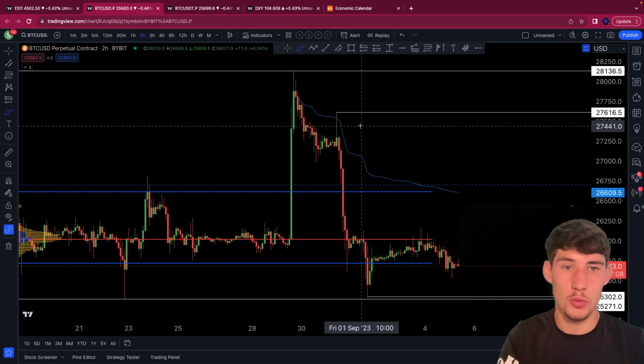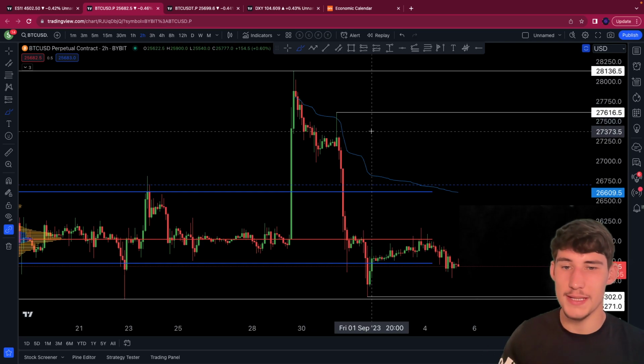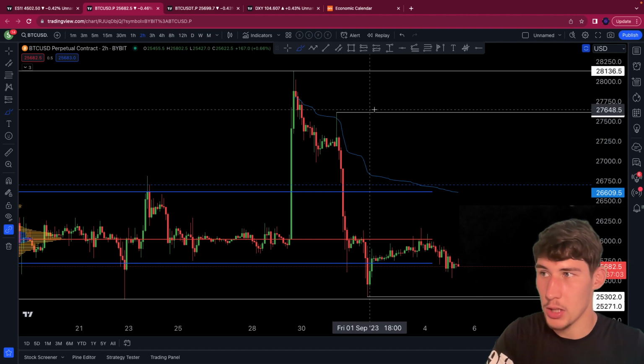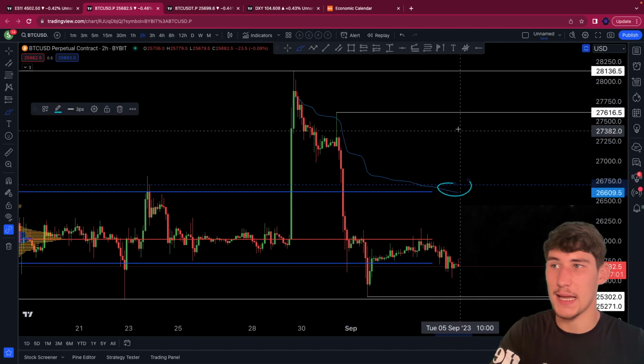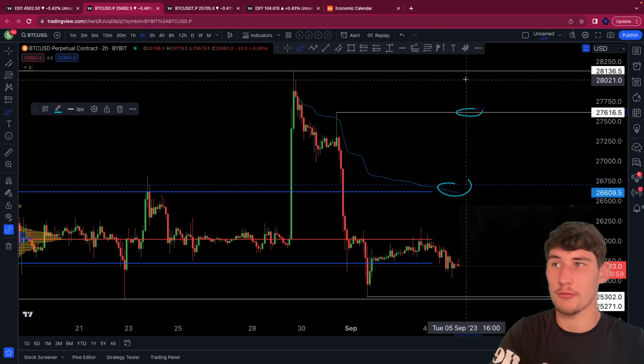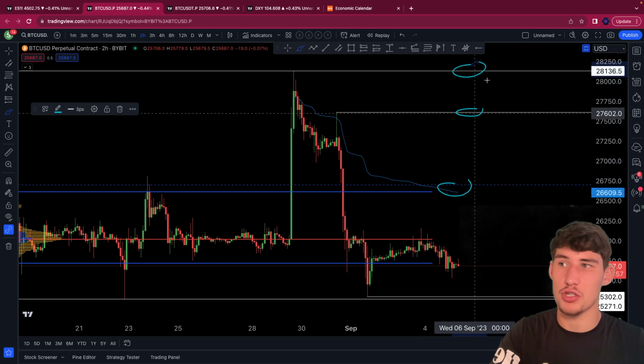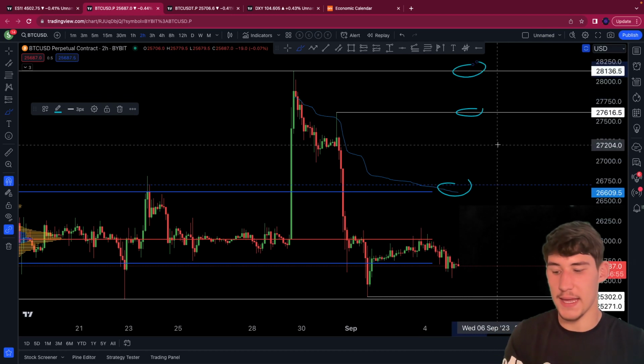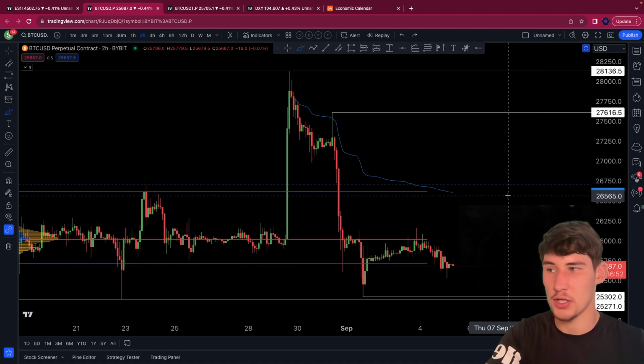I'm not setting limit orders. That's not what we do here at Bit Trading. We don't set limit orders. I set alerts. Once one of these levels is tapped, then I'm checking the reaction. Is the reaction bearish off either one of these levels? If it is, then and only then will I enter into a short position.